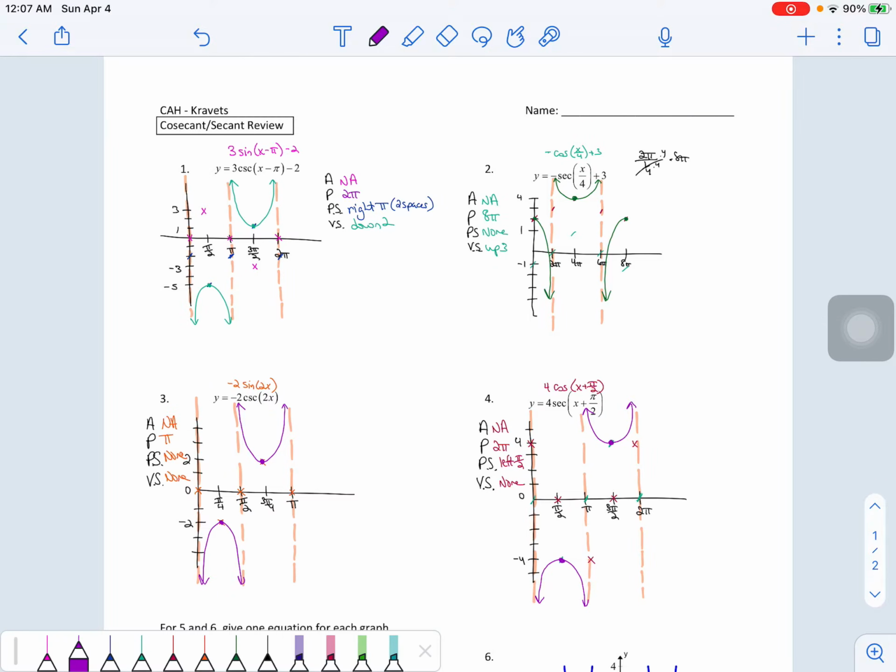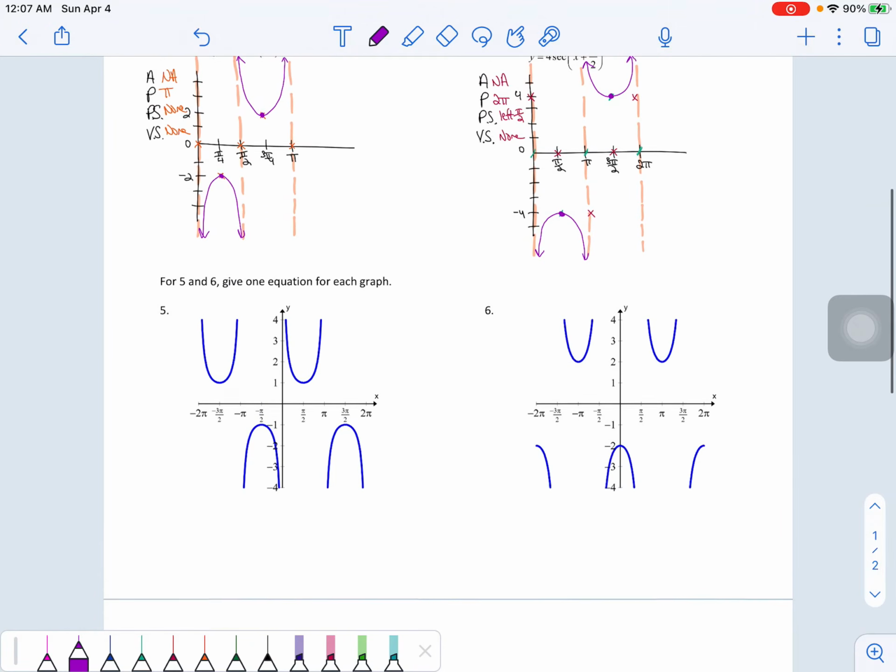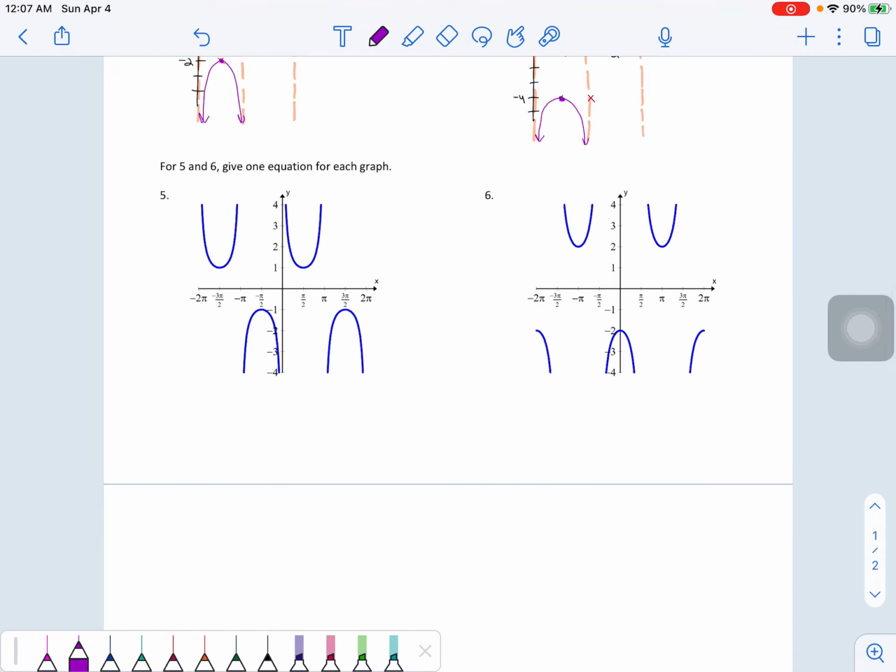So in this worksheet, I've already completed problems 1 through 4. They'll be part of the key. If you have any questions or concerns on them, please let me know. What I want to focus on here is actually the very last 2 questions on the worksheet, which are writing an equation when you're given either secant or cosecant and how to figure out what you've got.